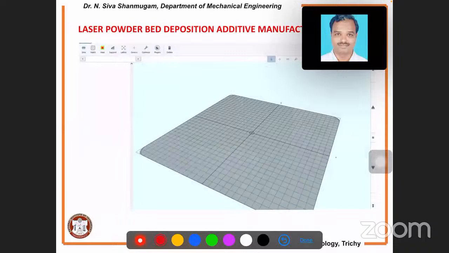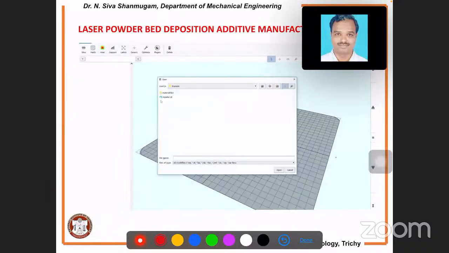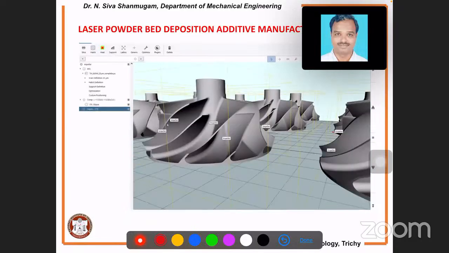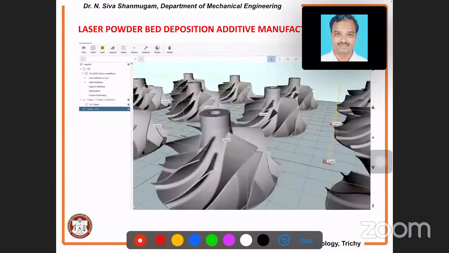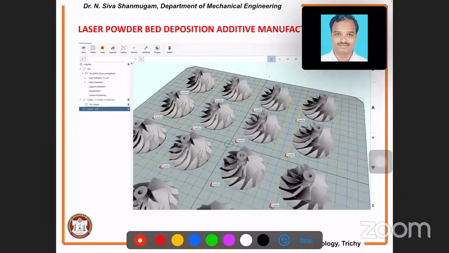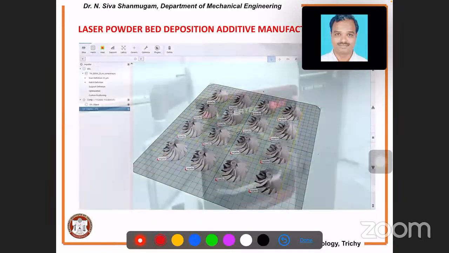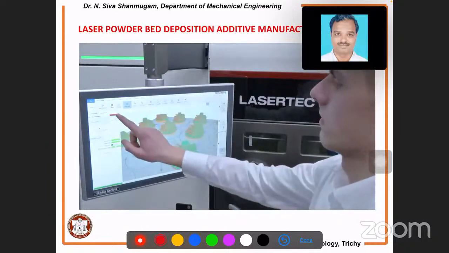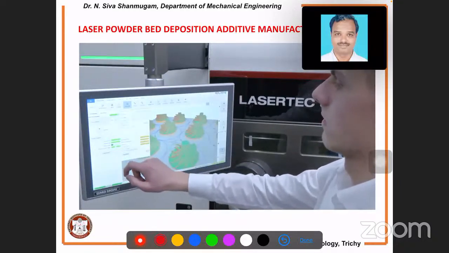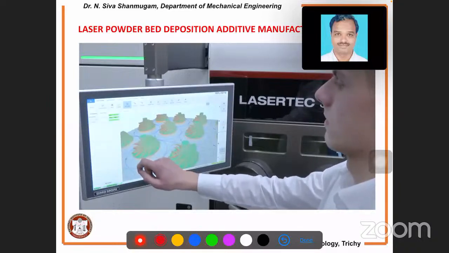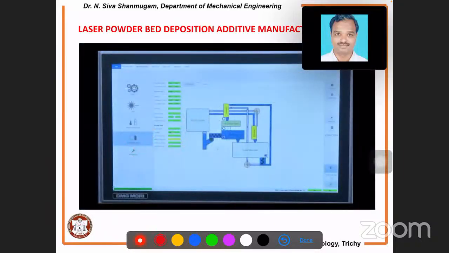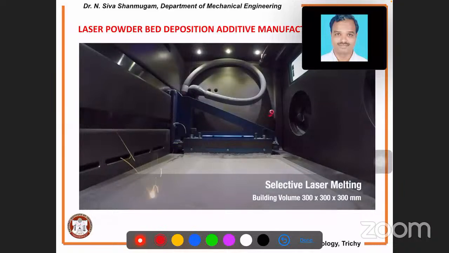So this gentleman wearing white and a full-hand scarf is doing all the things. He is going to import the file and distribute the powder to make an impeller out of aluminium. They are using that aluminium powder for creating 16 impellers. So wherever it's needed, the laser is going to melt the material.